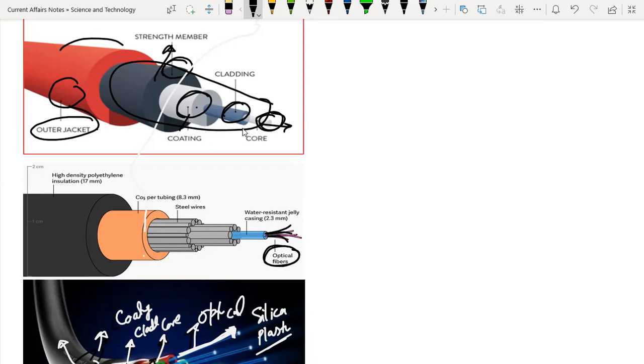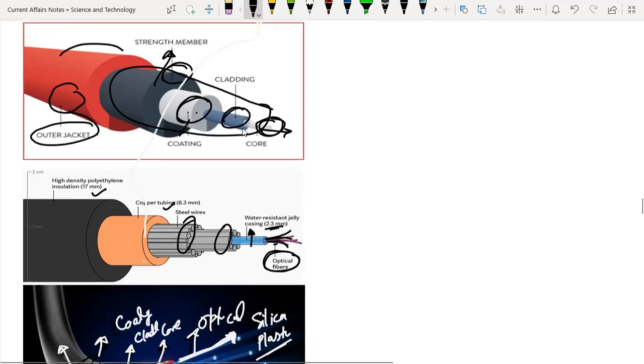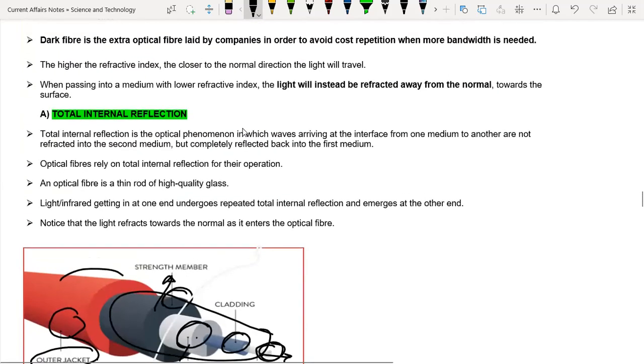In this picture you can also see the diameters. This one is 70 mm, this one is 8.3, this one is a steel wire which protects it, and the diameter of the core is 2.3 mm. This one is the optical fiber, which is slightly thicker than the diameter of our hair.